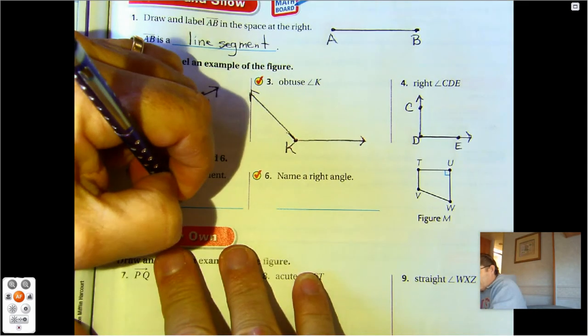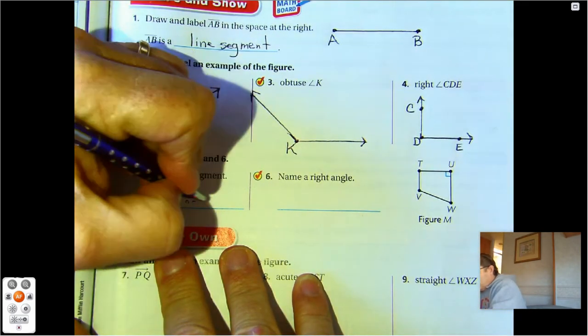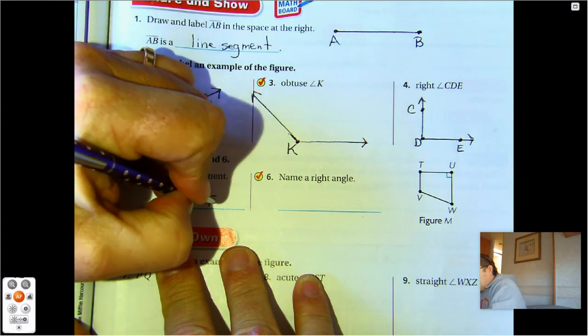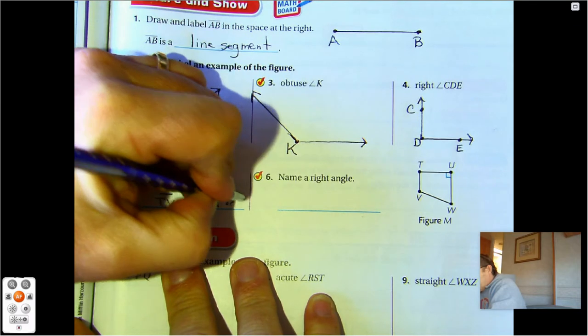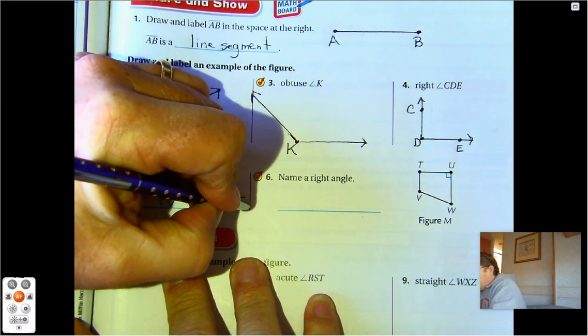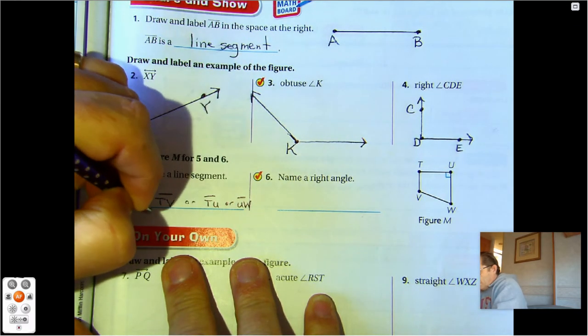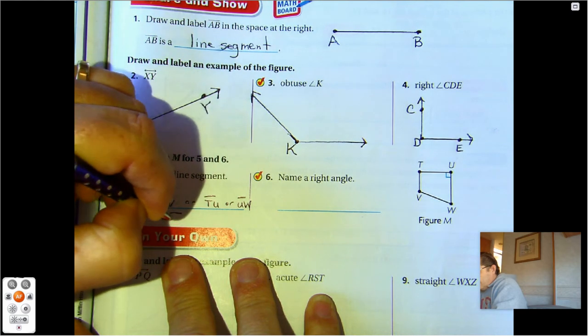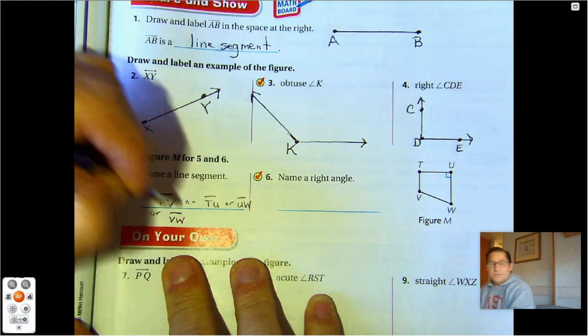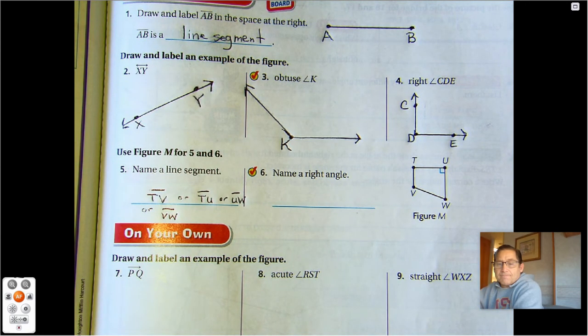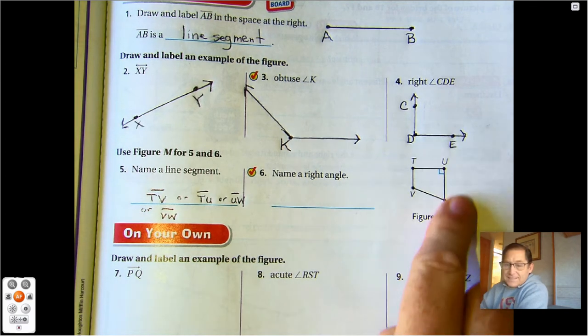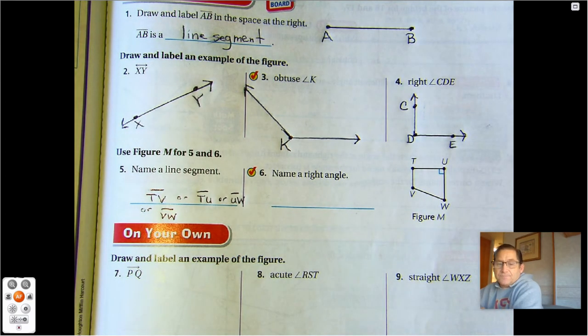TV or TU or UW or VW. So any of those. Okay. It has 4 sides, so it has 4 line segments.